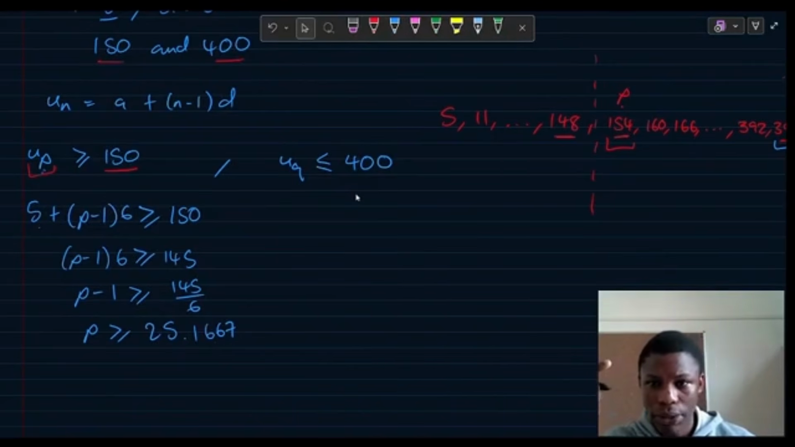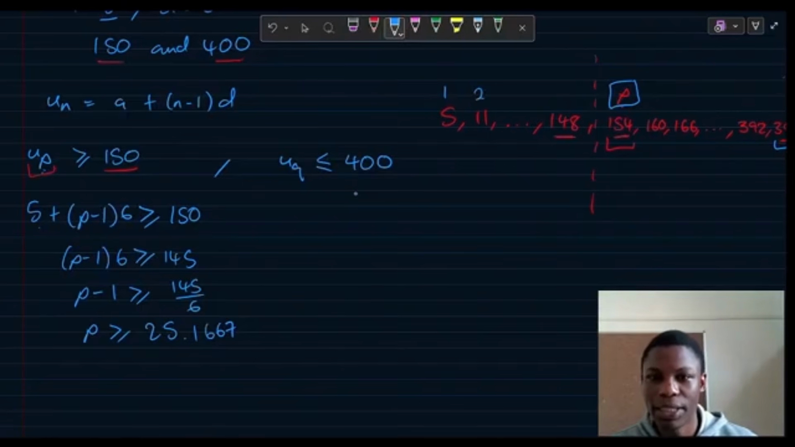I want you to keep in mind that P represents the position, right? The 5 is the term in position 1. The 11 is the term in position 2. The P, or the 154 in this case, is the term in position P. So P is going to be an integer. So we want the integer value of the first term that's greater than 150.